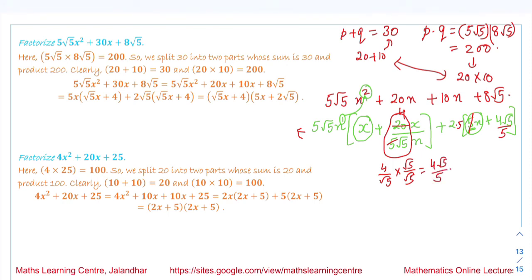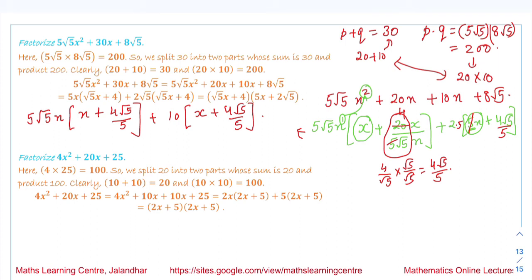So the answer we are writing here is 5 root 5x into x plus 4 root 5 by 5. This x is already cancelled. Then the next term we get is 10 into x plus 4 root 5 by 5. Now this second term is common in both of these. So the final answer you will get is 5 root 5x plus 10 into x plus 4 root 5 by 5. So this is your final answer.